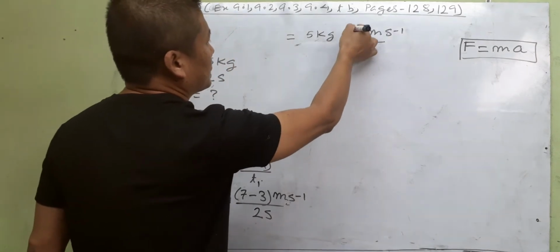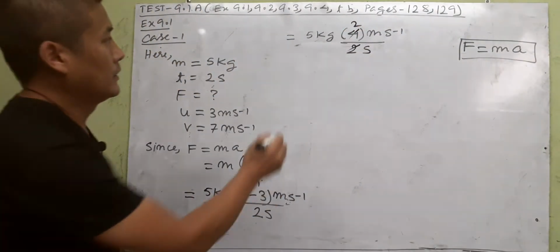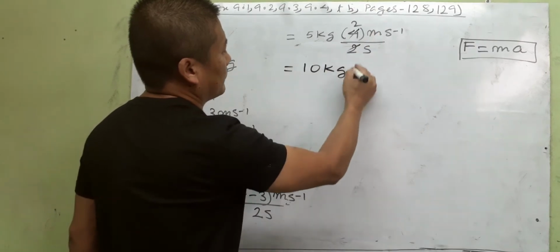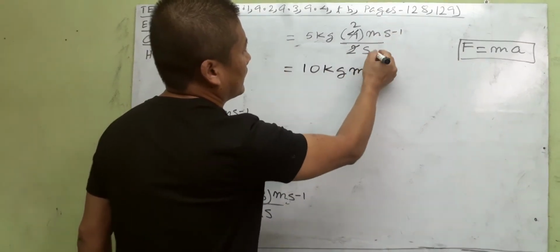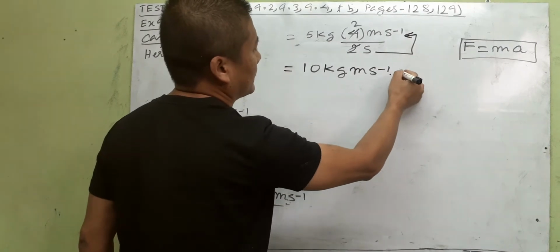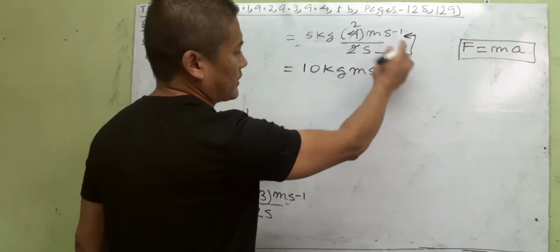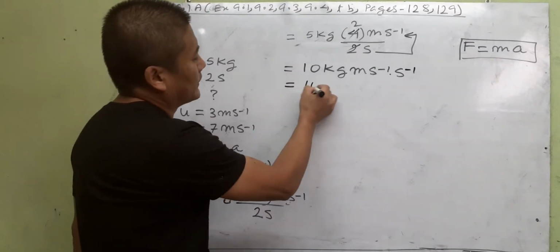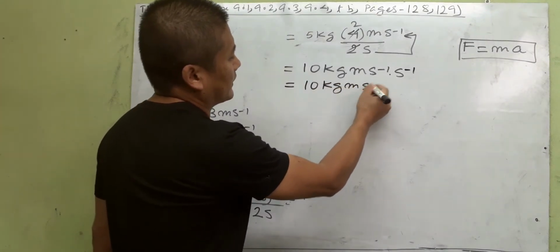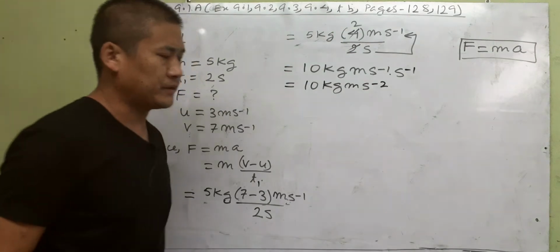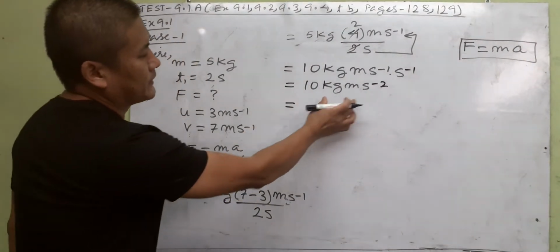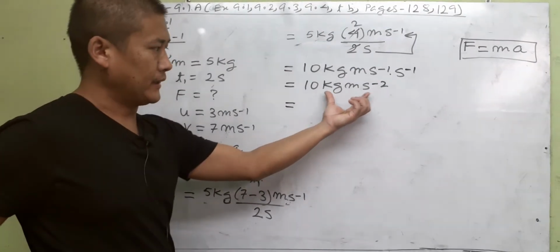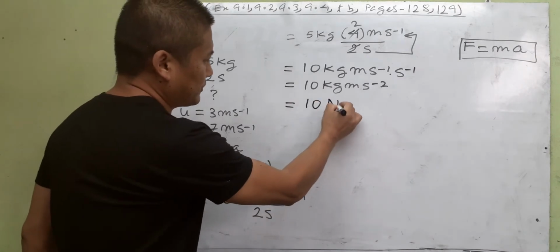So here 2 ones are 2, 2 twos are 4. Then 5 twos are 10. Here kg, meter per second up to here. This one, if you bring it up, then it will become second to the power plus 1. No number means plus 1 is there. It becomes minus 1. So here we get a force of 10 kg meter per second to the power minus 1 minus 1 is minus 2, so meter per second square. And we learned in our chapter that this is the base unit of force, kg meter per second square, and in honor of the scientist Newton, we can simply put it as Newton.